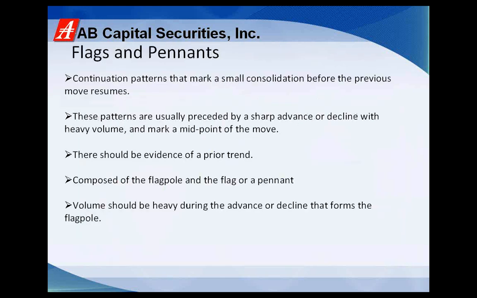The next continuation pattern are what we call the flags and pennants. These are pretty much similar to the wedge pattern, and it would resemble a flag. That's why it's called a flag pattern. It's a small consolidation or pullback after a sharp advance or decline. And again, the volume should be heavy during the portion where it's forming the flagpole. And the corresponding correction after the formation of the flagpole should be lower, and the volume would pick up only upon breakout of the flag.